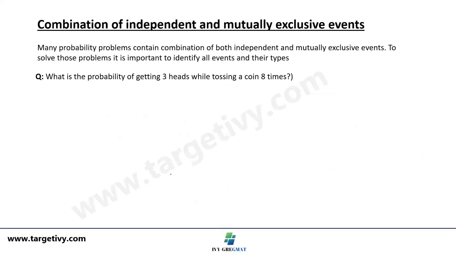So, a combination of independent and mutually exclusive events. Many probability problems contain a combination of both independent and mutually exclusive events. To solve these problems, it is important to identify all the events and their types. So whenever I look at a probability question, at least I will have to do this much: identify whether it is independent or mutually exclusive.